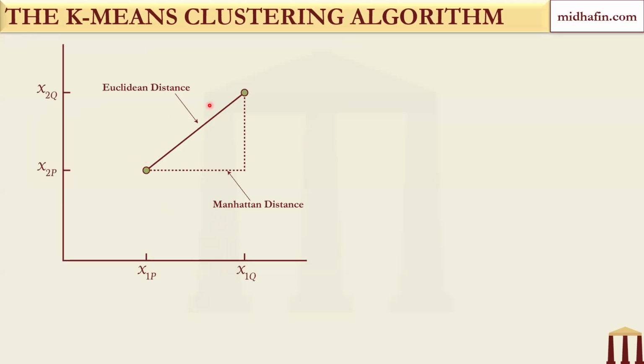This is the Euclidean direct distance and this is the Manhattan distance for this road and this road. The calculation is quite straightforward, very easy. This comes from the Euclidean distance formula.